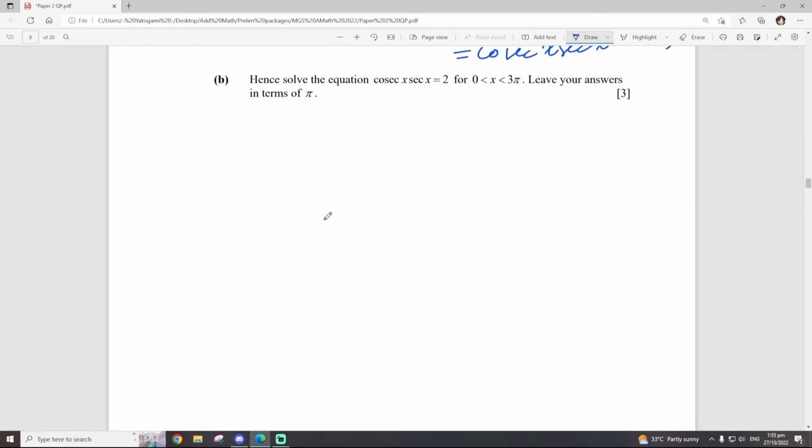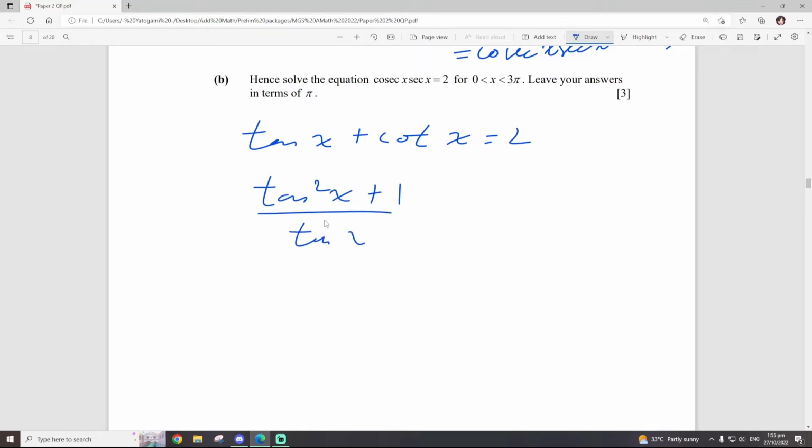Okay, so they want us to solve the equation. So this is equivalent to the equation tangent x plus cotangent x equals 2. Let's see what happens there. So tangent squared x plus 1 divided by tangent x, once again, equals 2. And this is actually a quadratic equation. So I get tangent squared x minus 2 tangent x plus 1 equals 0.